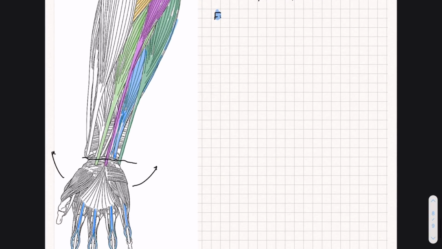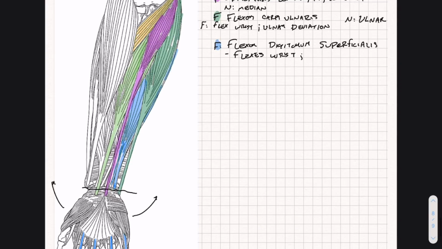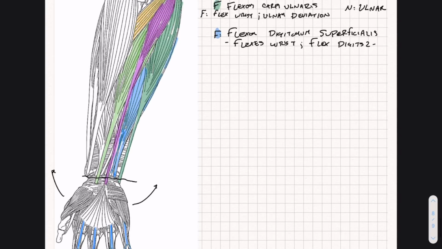Okay. Flexor digitorum superficialis. This flexes the wrist because it crosses the wrist. It's also going to flex the digits. So flex digits 2 through 5. I don't know why I spaced on that. Basically all of them except the thumb.